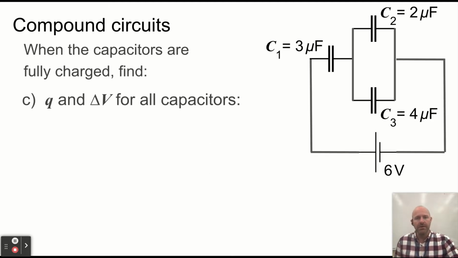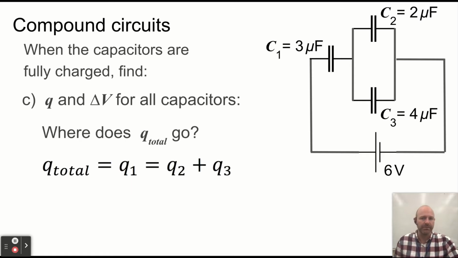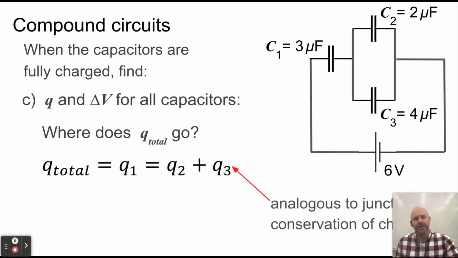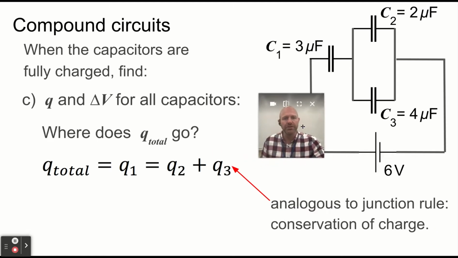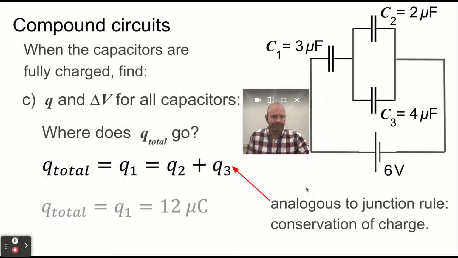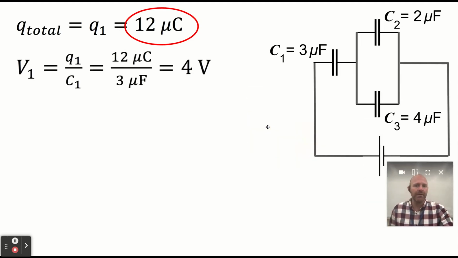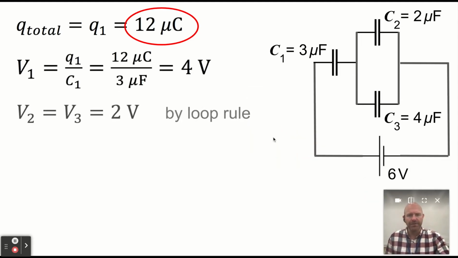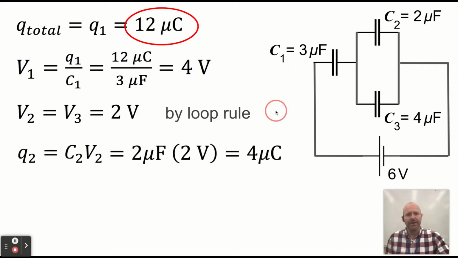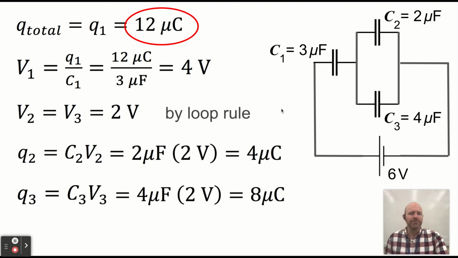Well, we know that the total charge is split between 2 and 3, and C1 has to have a charge equal to the total. There's my charge equation. All right, this is kind of like the junction rule because charge over time is just current. And so Q total is Q1, which is 12 microcoulombs. We can go a little further and say, well, the voltage then there is 4 volts. And by the loop rule, the other 2 capacitors have to have 2 volts. And then we can calculate their charge by using Q equals CV.